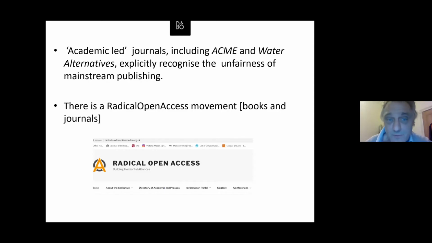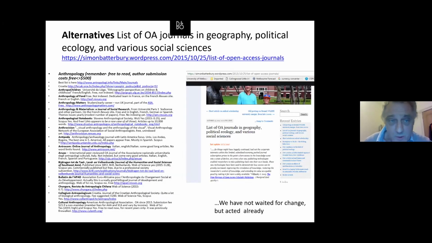And there's actually a radical open access movement which is based in Coventry, and there it is, and my journal is actually a part of that system. So here's my little contribution to all of this.